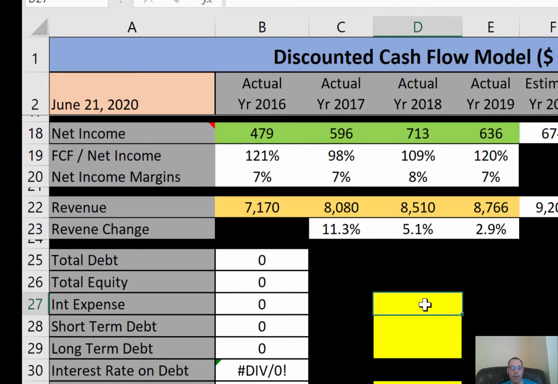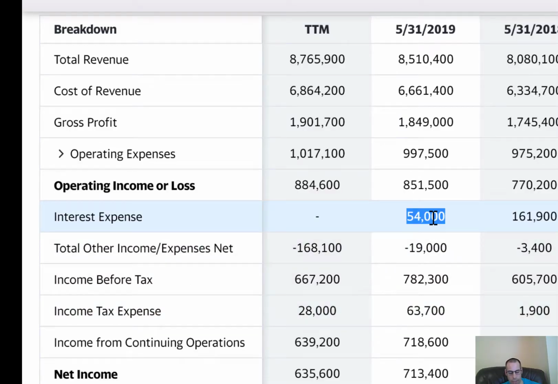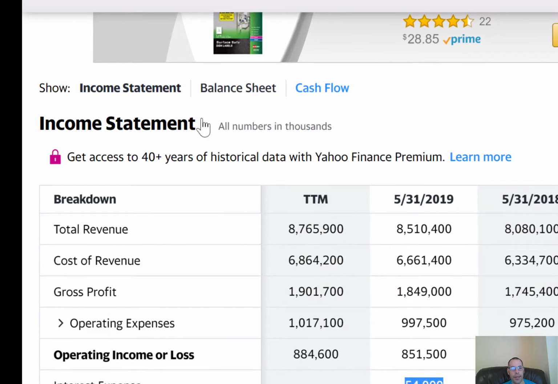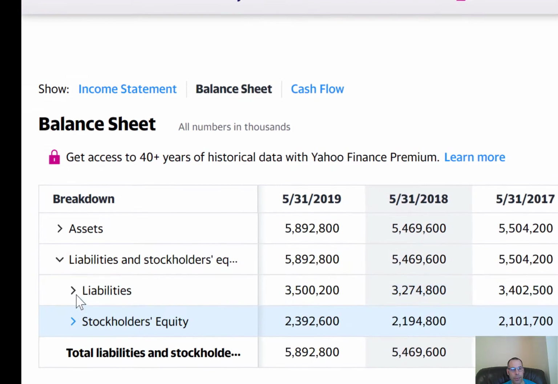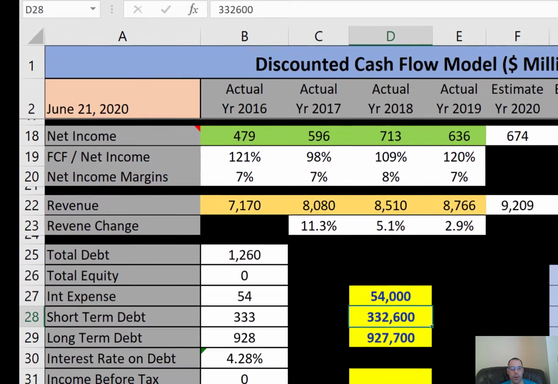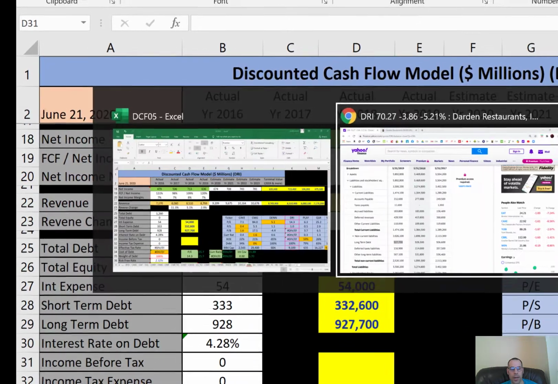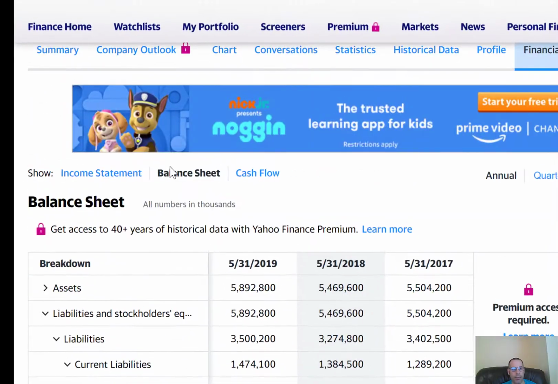Let's see the capital structure. We need to know their discount rate to apply to the future cash flows. So they pay $54 million in interest on their debt. Let's see how much debt they have. We'll go to the balance sheet for that. Short-term debt is due within 12 months and long-term debt is due after 12 months. Interest on debt is tax deductible, so let's get their effective tax rate.